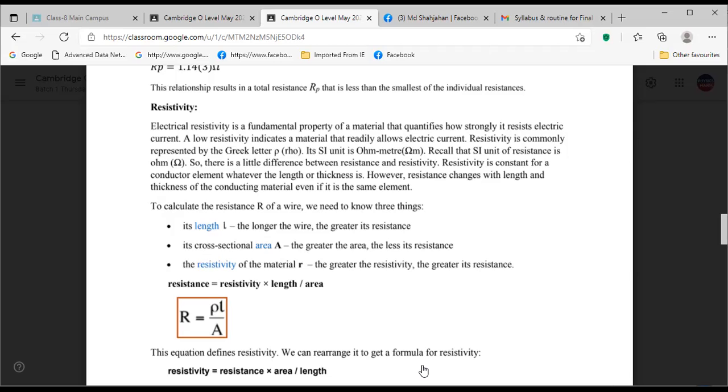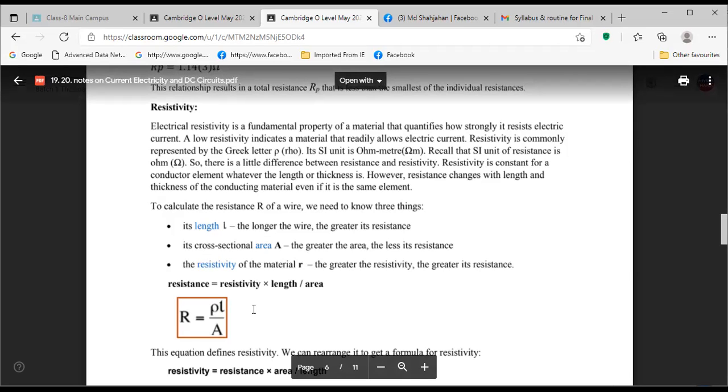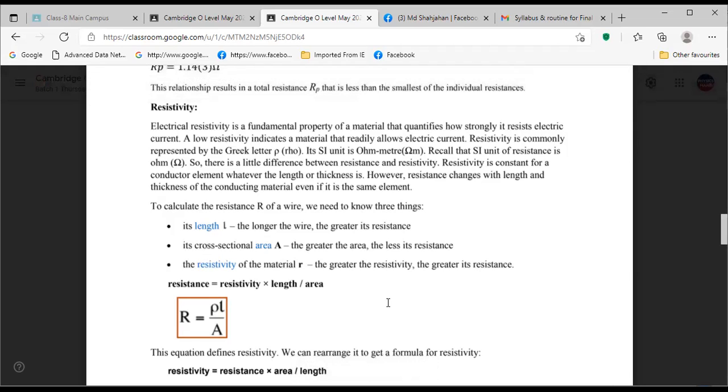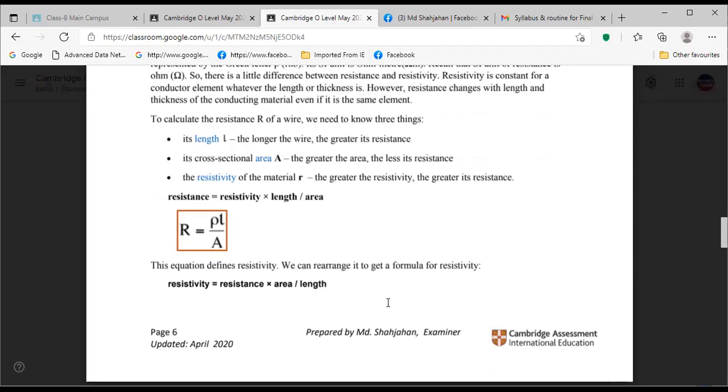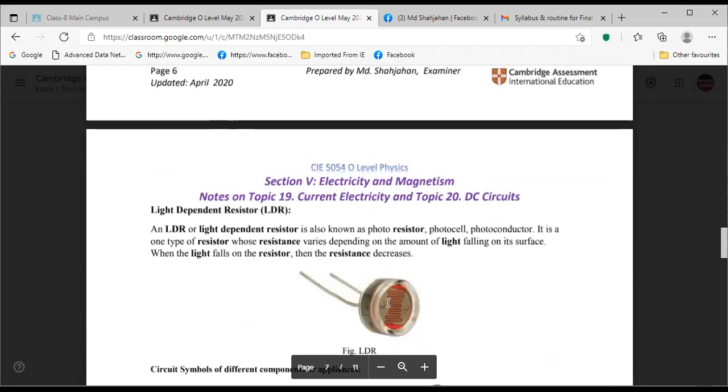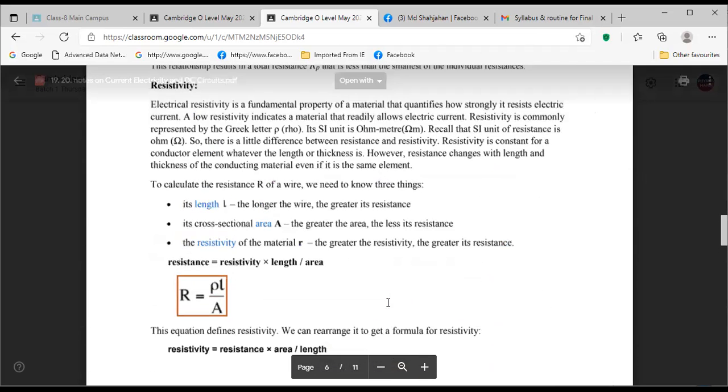Then read the equation R equals rho L by A. The equation defines resistivity. We can rearrange it to get a formula for resistivity. Resistivity is equal to resistance into area by length. So we are done with resistivity, right?